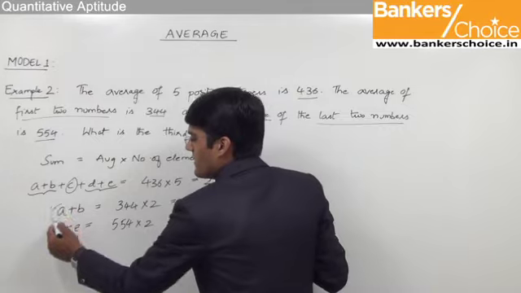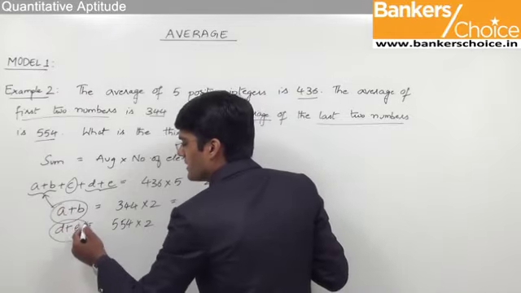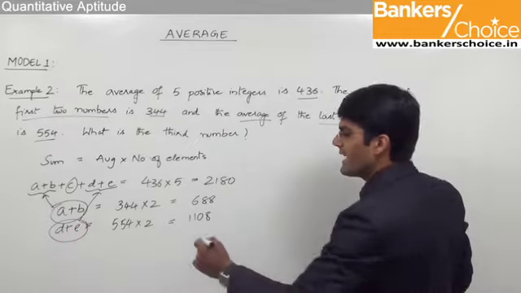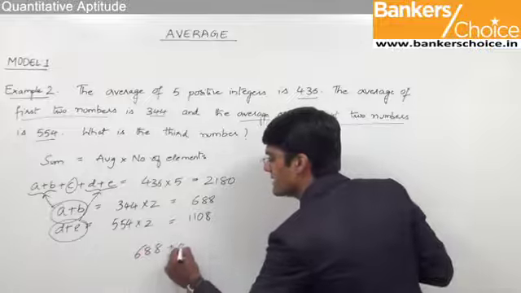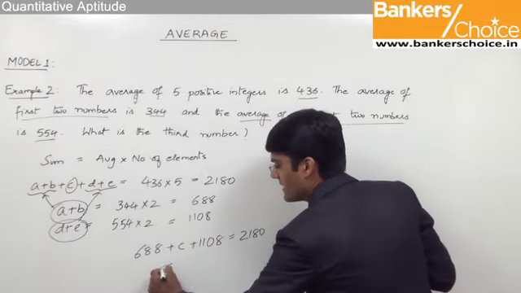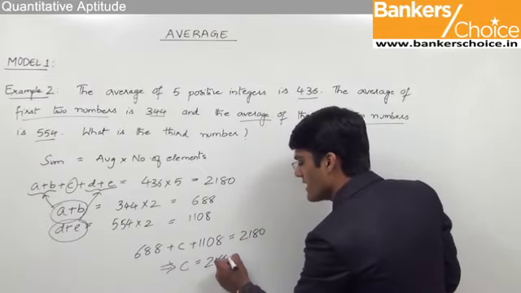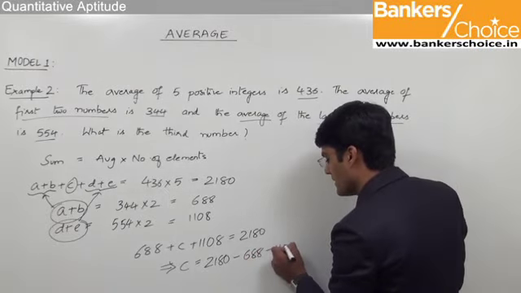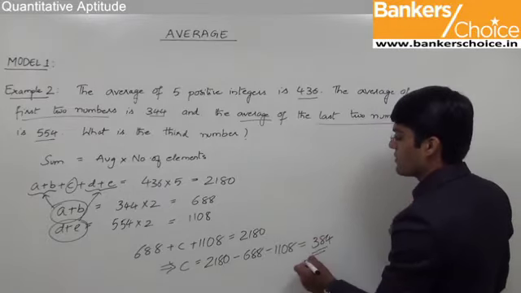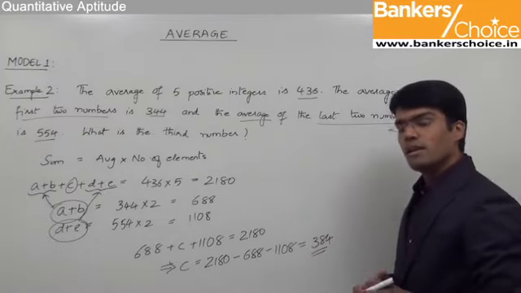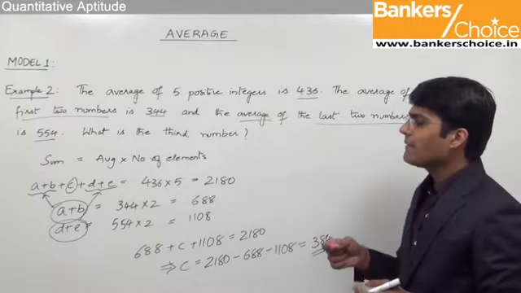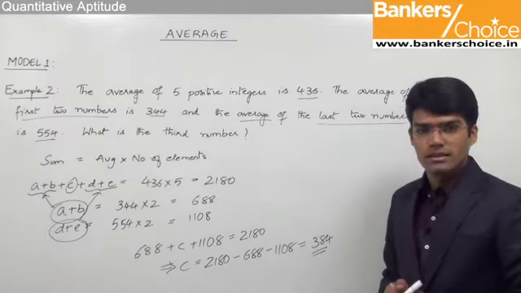Now from the second statement we know what is A plus B, and from the third statement we know what is D plus E. So by substituting these 2 values in the first equation, we can say that 688 plus C plus 1108 should be equal to 2180. So from this, C will be equal to 2180 minus 688 minus 1108, and this comes out to be 384. So we can say that the third number should be equal to 384. So this is how we can use the formula, that is sum equals to average into number of elements, in finding out the third element here.